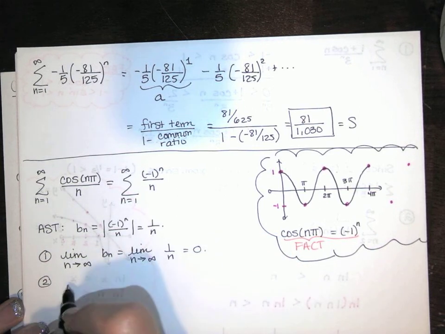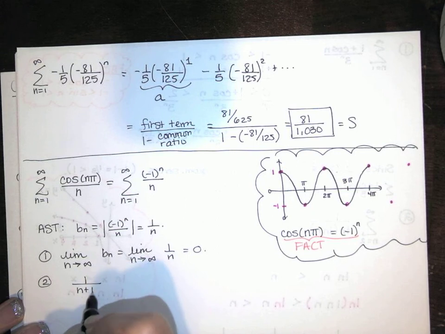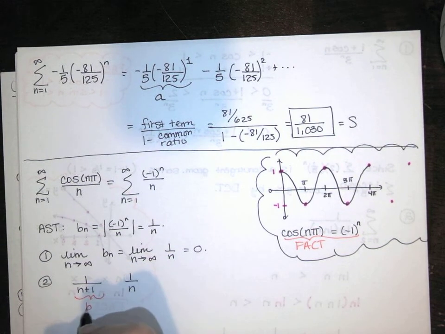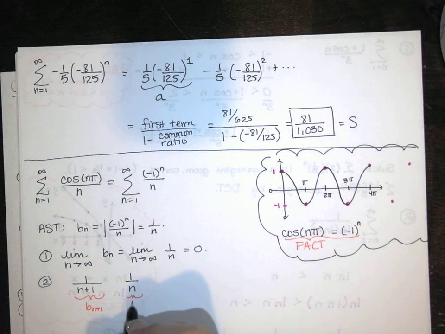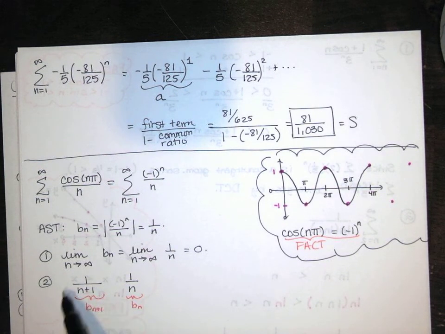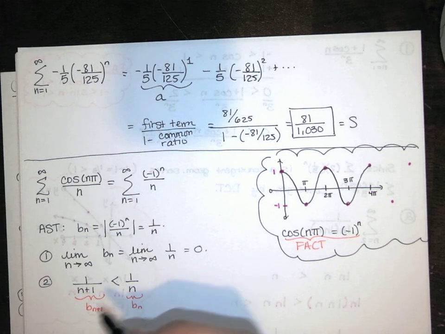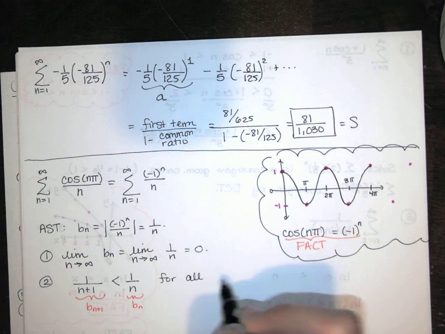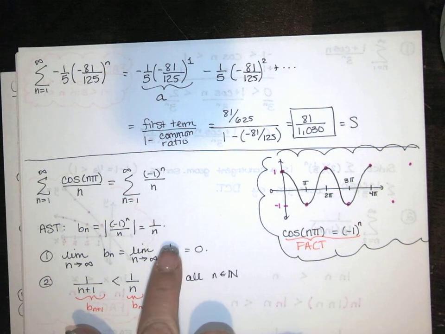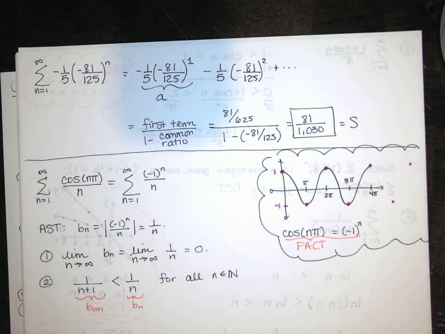And if I look at b sub n plus 1 and b sub n, remember how you find b sub n plus 1: you just replace the n's with n plus 1, so you get this. The numerators are the same, and this one has a larger denominator, so I'm taking 1 and dividing it into more pieces. It's a smaller fraction. So I can write this, and that's true for all natural numbers n. Okay, so the first and second conditions of the alternating series test are satisfied.